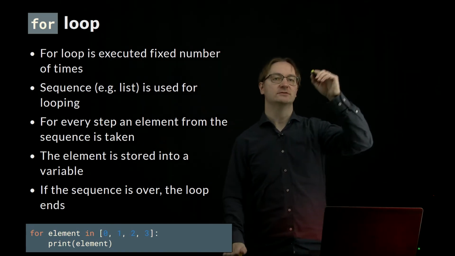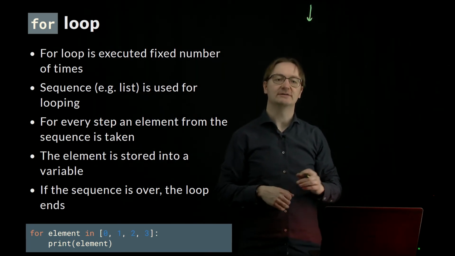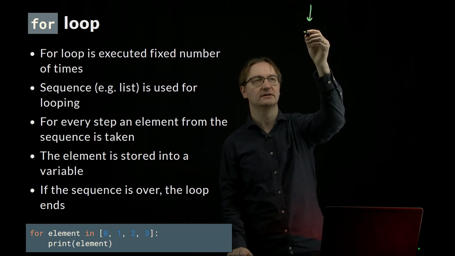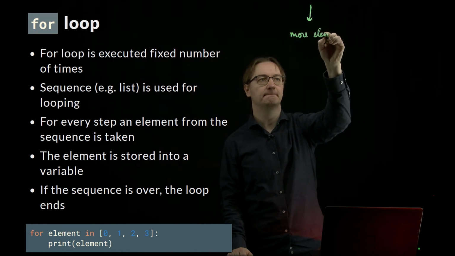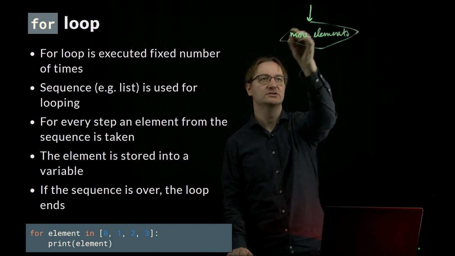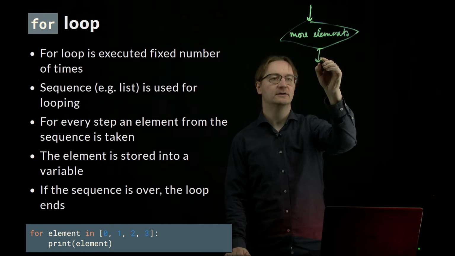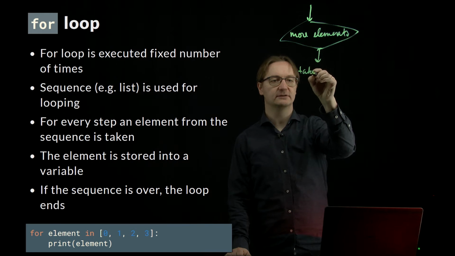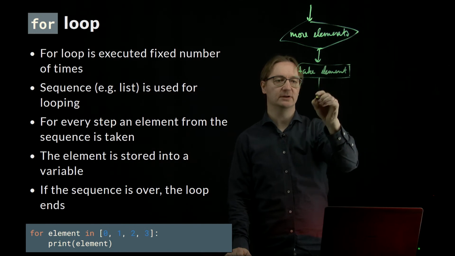Let's draw how it works. This is our program, we get into the loop. The first thing we check is whether there are any more elements. Basically this is a condition. We check whether there are more elements. If there are, we take the element. This is one part of the code, and now we execute the body.